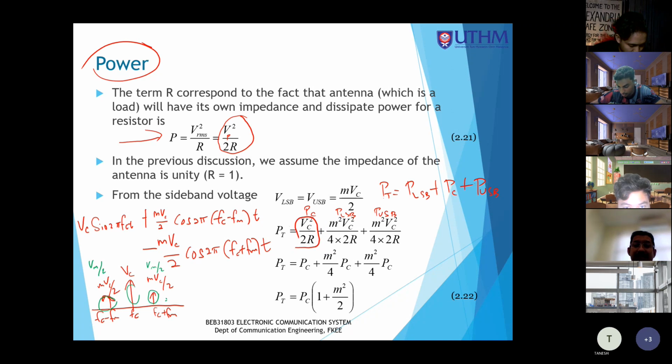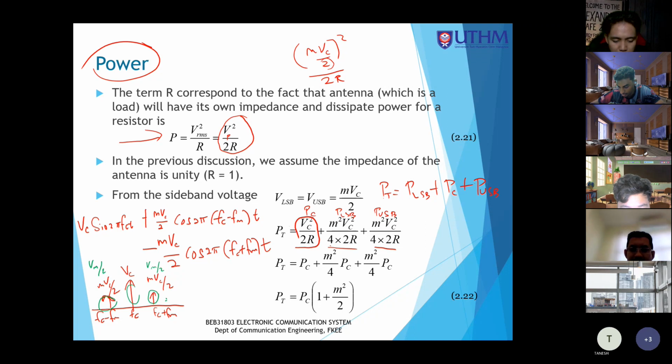Macam mana pula dengan sideband? Remember kita punya sideband adalah mVc per 2. So maknanya (mVc per 2) kuasa 2 dibahagikan dengan 2R. Now that means m square Vc square dibahagikan 4 kali 2R. Sama juga di sini, m square Vc square divide with 4 times 2R.